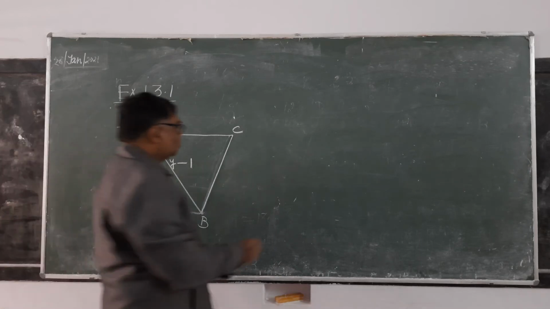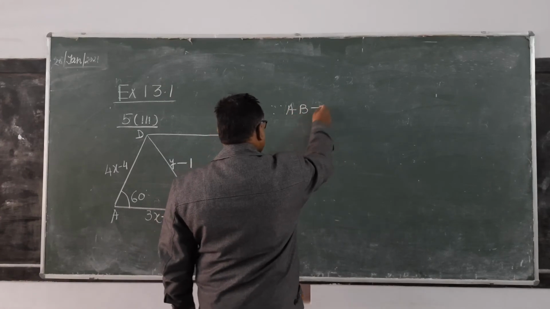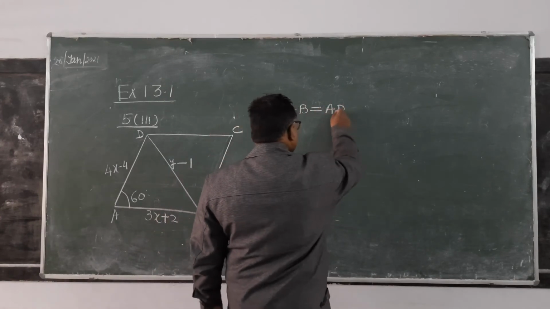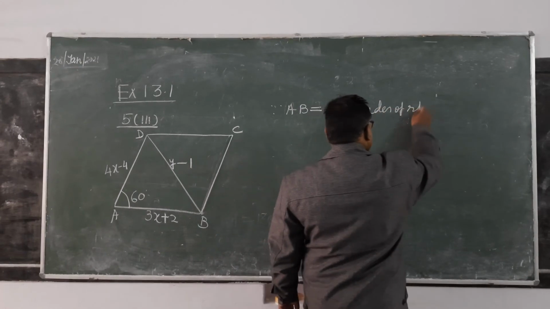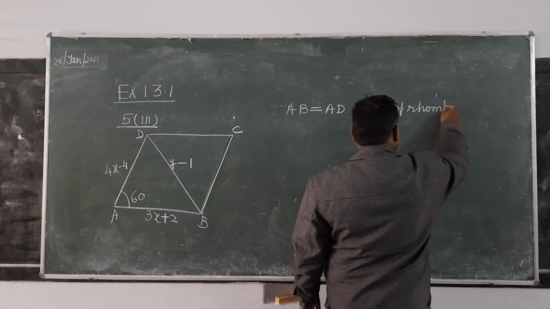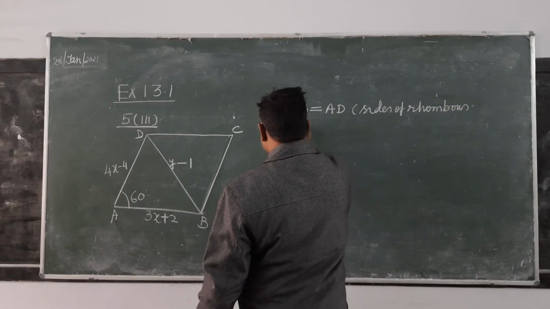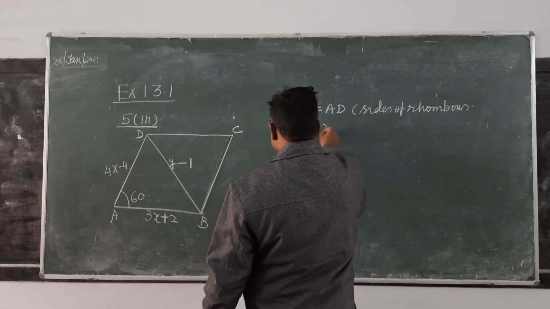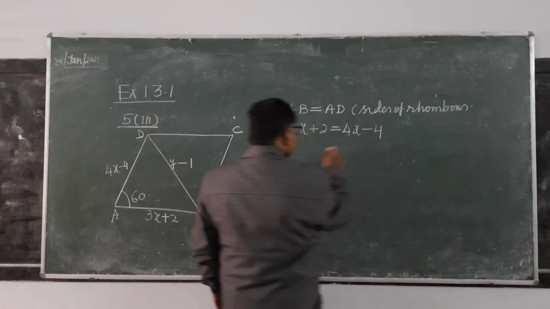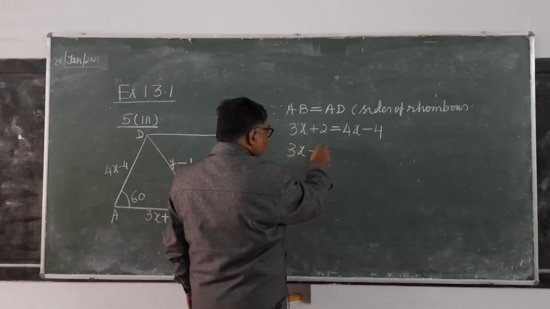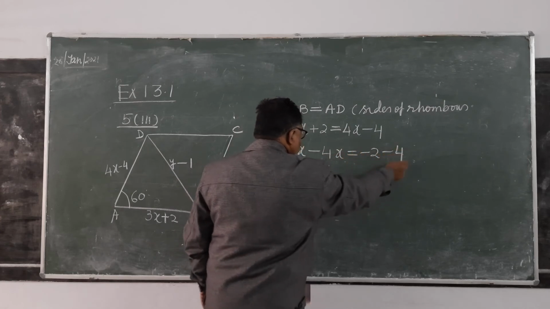So see here, since AB equals AD, it's clear? Sides of a rhombus. So this will be equal to how much? 3x plus 2 equals 4x minus 4. So 3x minus 4x equals minus 2 minus 4.